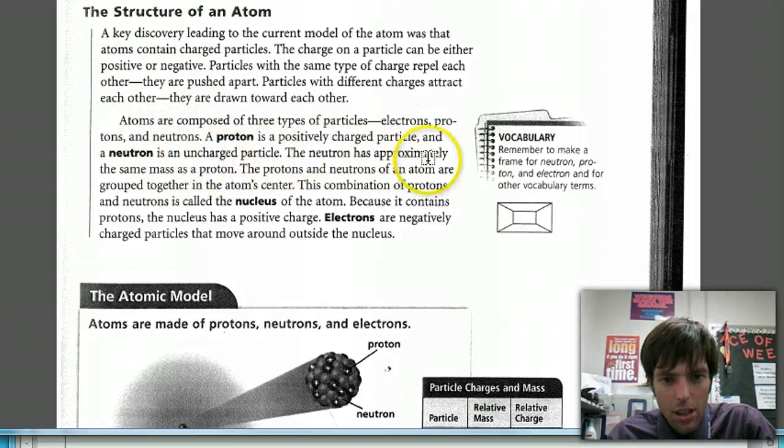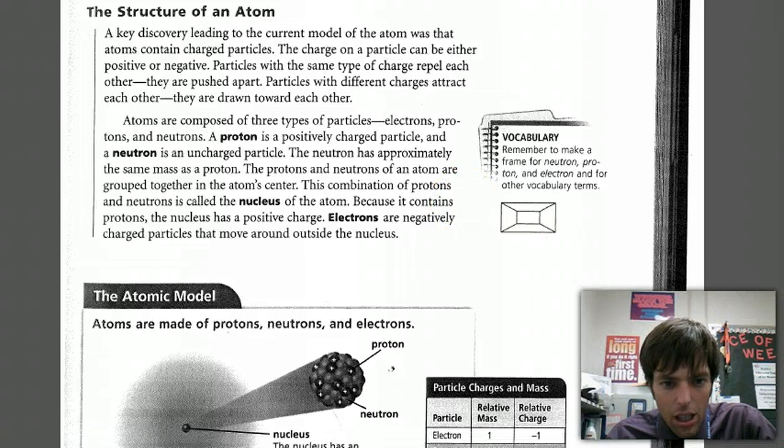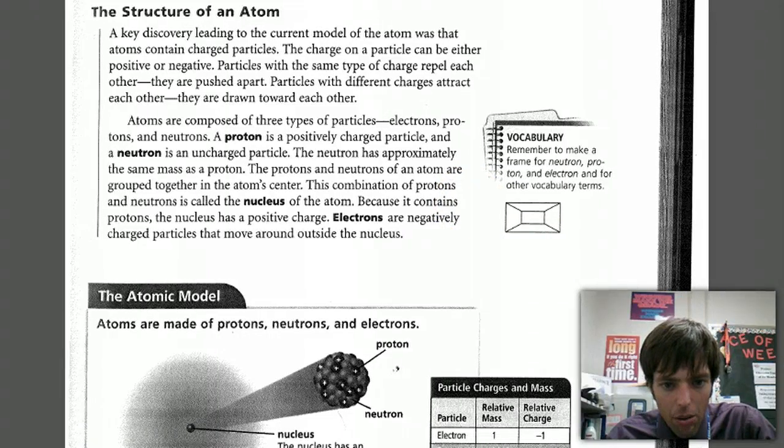The protons and neutrons of an atom are grouped together in the atom's center. This combination of protons and neutrons is called the nucleus. Because it contains protons, the nucleus has a positive charge. Electrons are negatively charged particles that move around outside the nucleus.